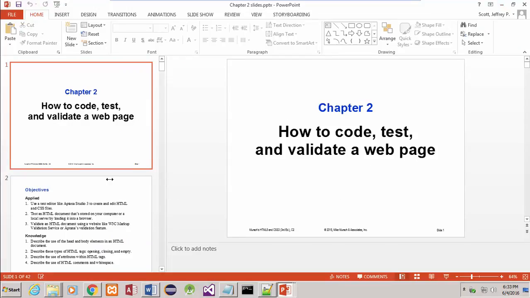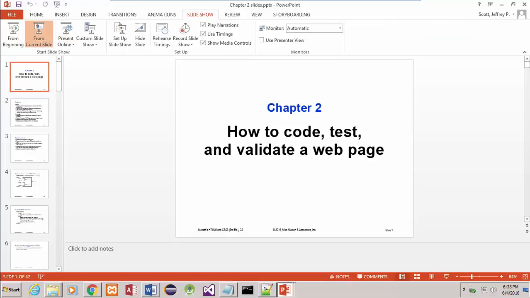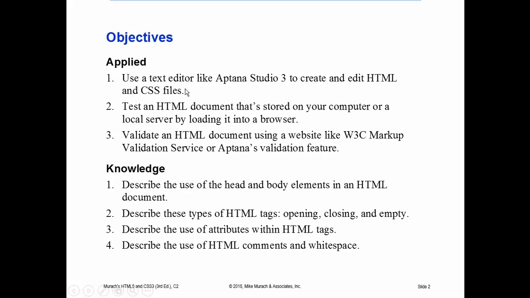In this chapter, as you can see on the screen right now, the subject is how to code, test, and validate a web page. Seems like whenever I start this up in slide mode I have to get off of it anyway, but we'll see. We can use a text editor to create and edit HTML and CSS files, test an HTML document stored on a computer or server by loading it into the browser, and validate an HTML document using a website like the W3C markup validation or the Aptana validation feature. I'm going to use the W3C.